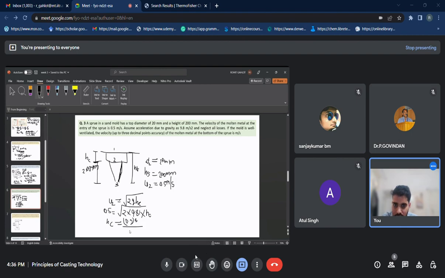So if I calculate it, I will be getting HC as 0.5 square divided by 2 times 9.81. Velocity is in meter per second, so HC is in meter itself. So from here I will be getting HC as 0.01274 meter.